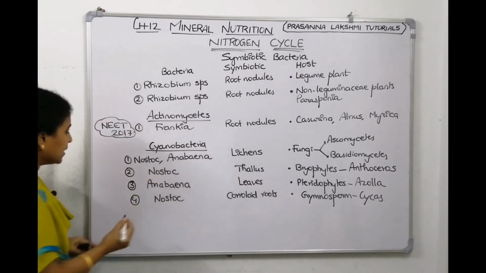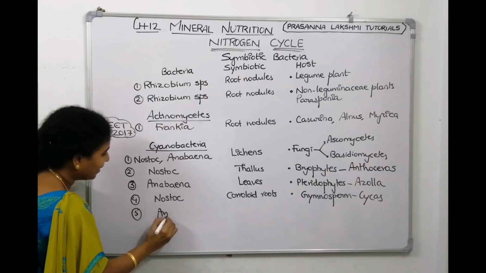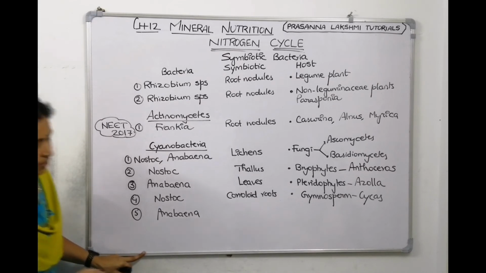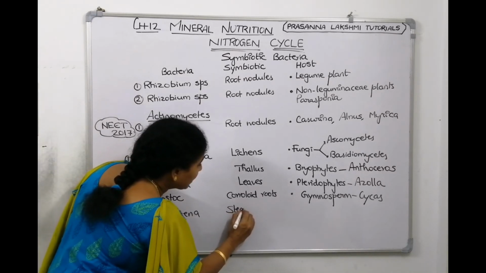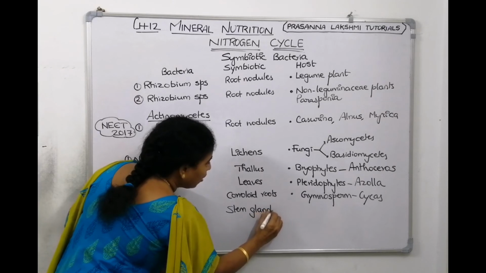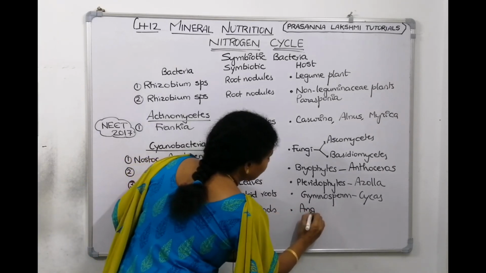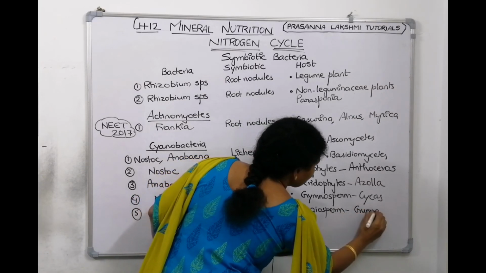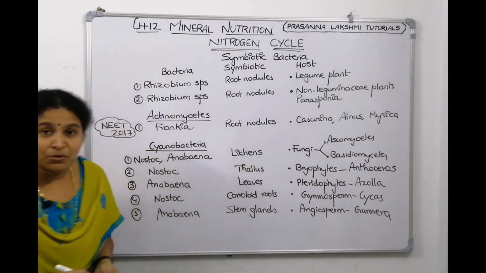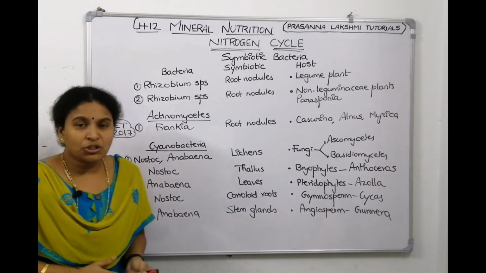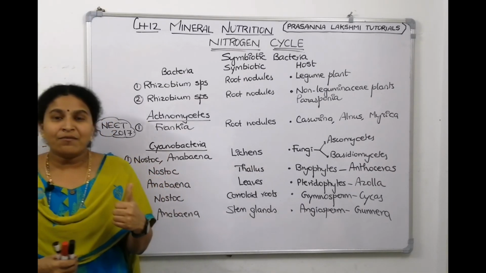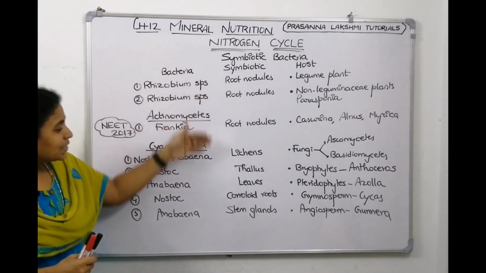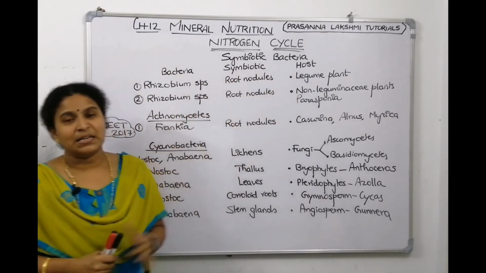The last category is again Anabaena. Now this Anabaena in the stem glands of, this time, an angiosperm. The name of the angiosperm is Gunnera. Understood, children? In the previous board, we have listed all the free living bacteria. In this board, we listed all the symbiotic bacteria.